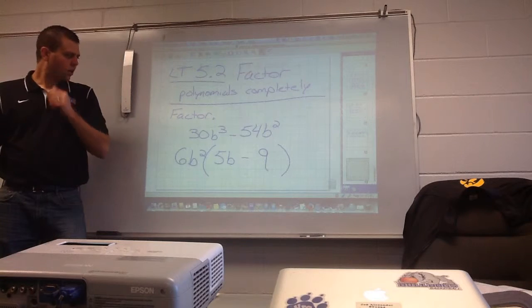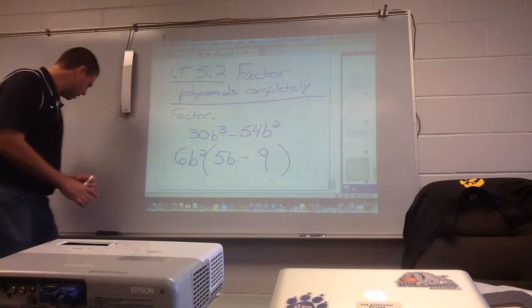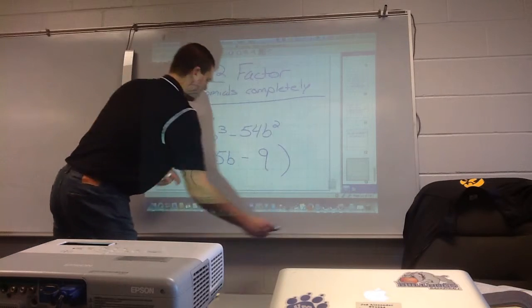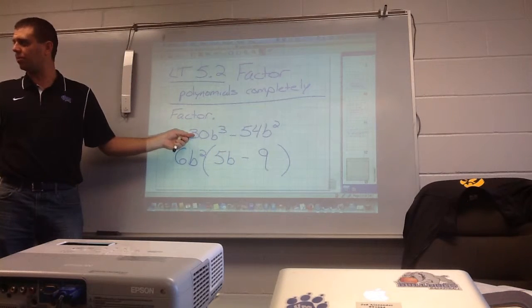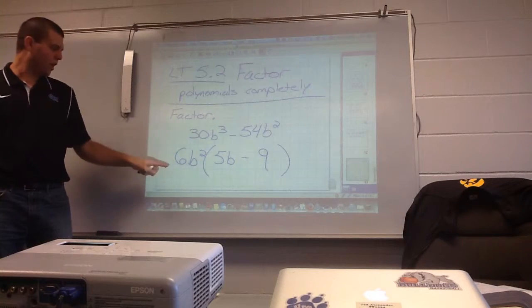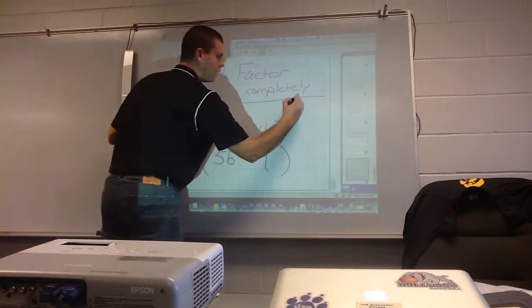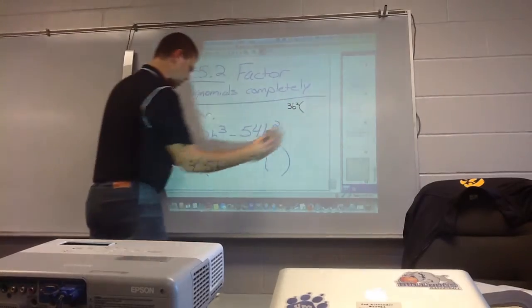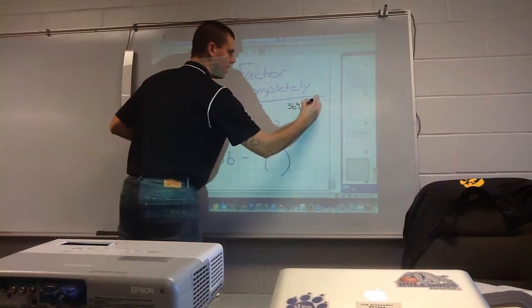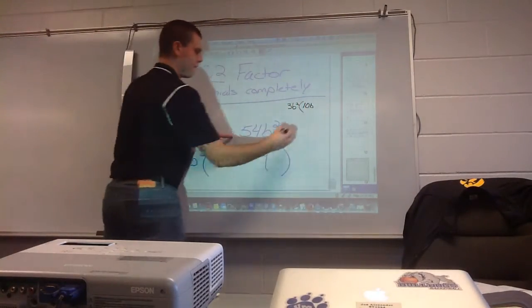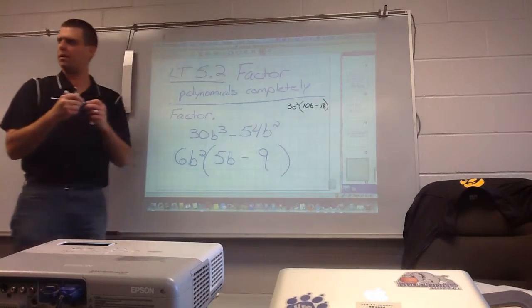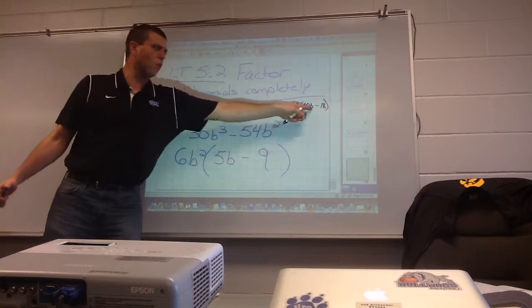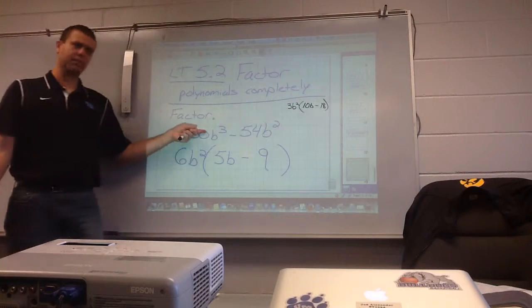So here's one mistake that I could see happen. Maybe you just thought 3 was the biggest number that went into both terms, and so let's say you only pulled a 3b squared out of both of them. 3b squared, and then you'd have 10b minus 18 left over. This still works, right? If I take this times this, don't I get back to where I started?